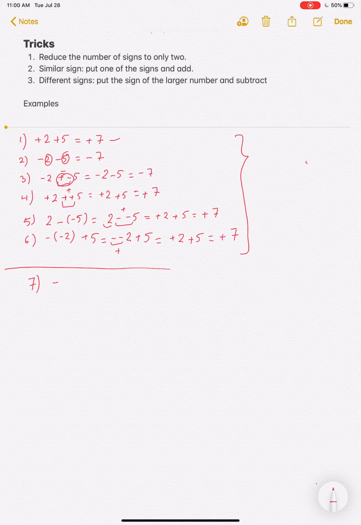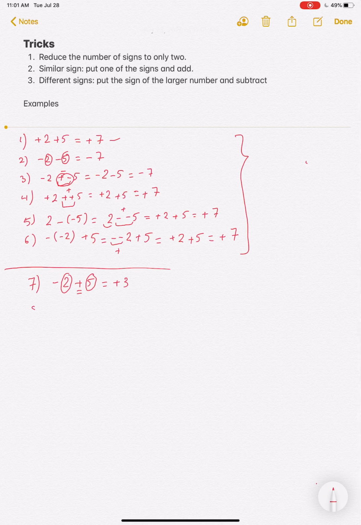What if we have negative 2 and plus 5? According to the third trick, look at the numbers without the signs, 2 and 5. Which one is the larger one? The 5. What is its sign? Positive. So put positive. Why positive again? Because the larger number is 5. And then see the difference between 5 and 2. Forget that the 2 came before the 5. What's the difference between 5 and 2? Or the larger minus the smaller. 5 minus 2 is 3, so the answer is positive 3.